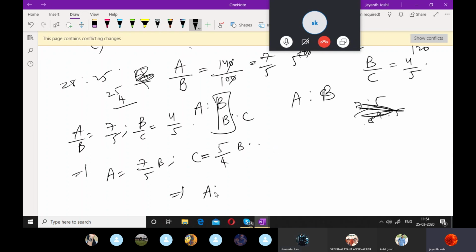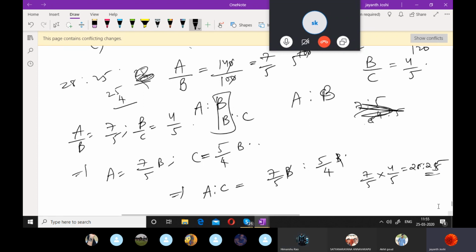हाँ, हमको क्या चाहिए अभी, A is to C. तो A is to C मतलब 7/5B to B is to 5/4B. ये दोनों B कैंसिल हो जाएगा. 7/5 into 4/5, 28 is to 25. Yes, sir. Finished.